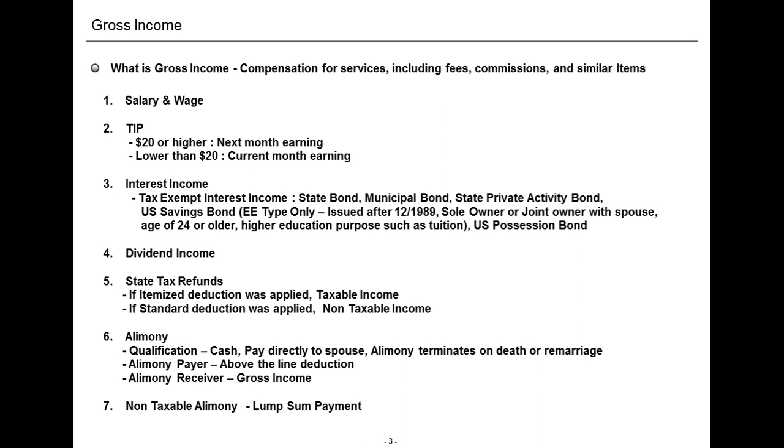And there's number 7, which is non-taxable alimony. Let's say if you get alimony in a lump sum, in one shot, in one payment, then that's non-taxable alimony.